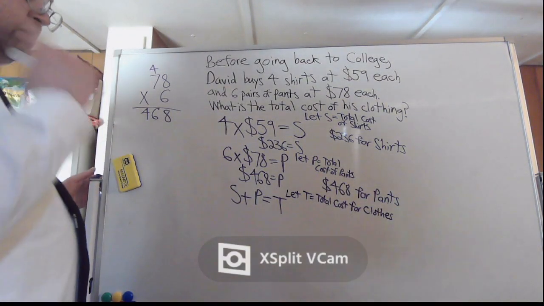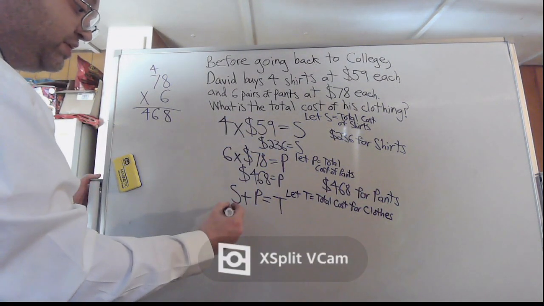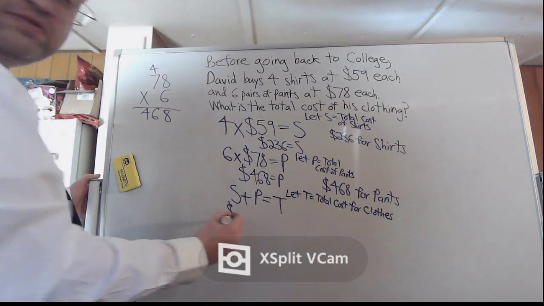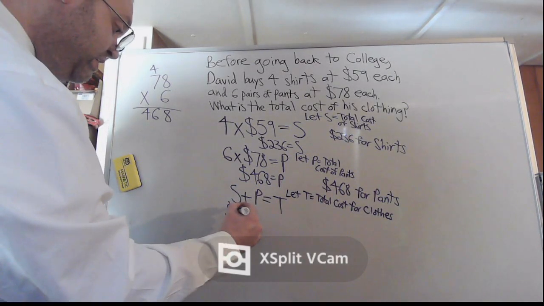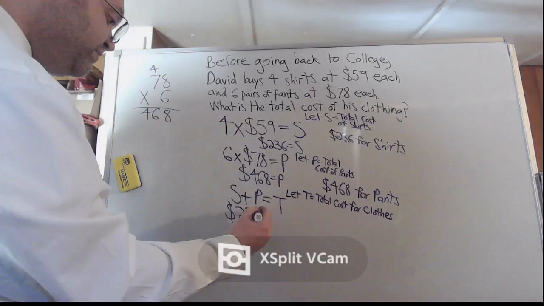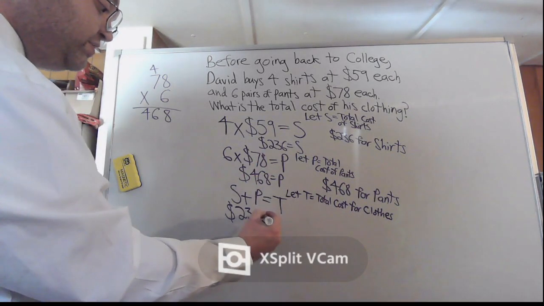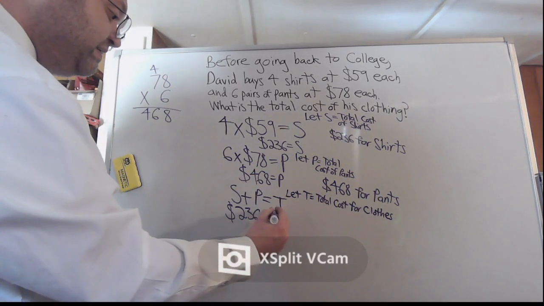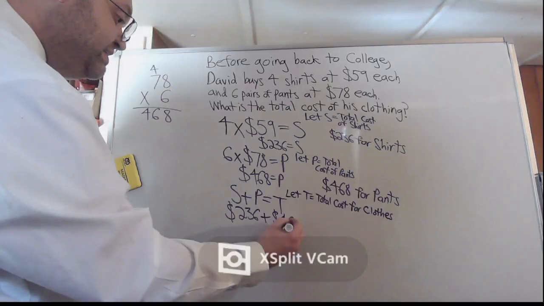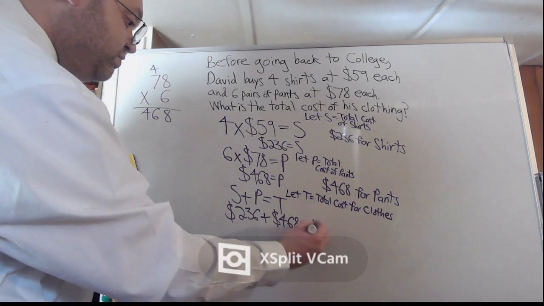Okay. Well, we found S already. That's $236. P is $468. Together, those two are going to give you the total cost, T.